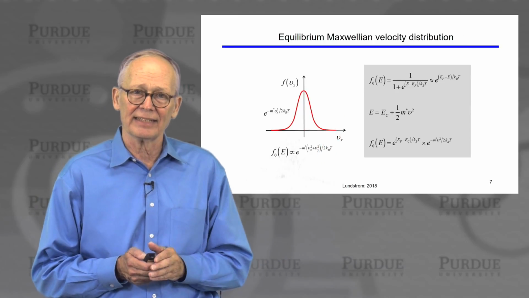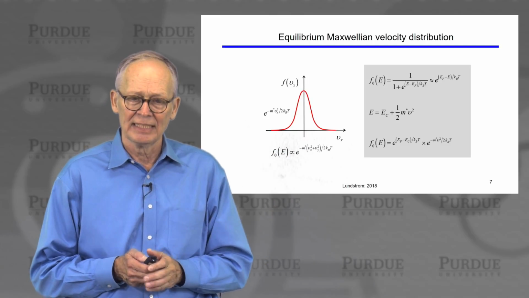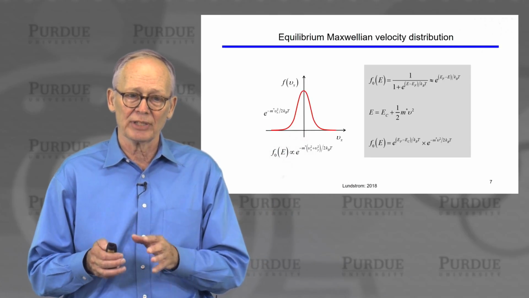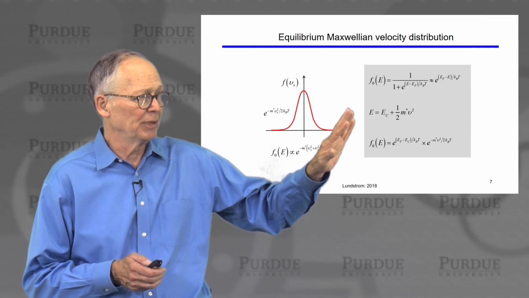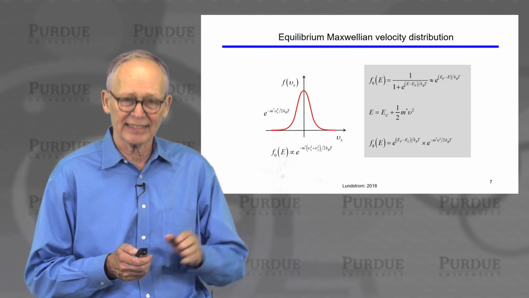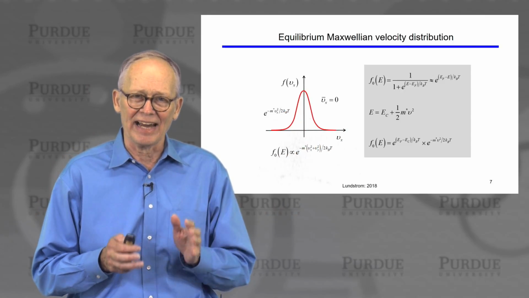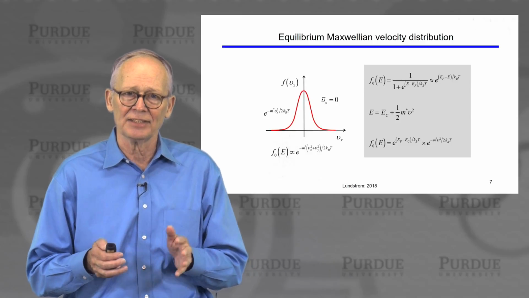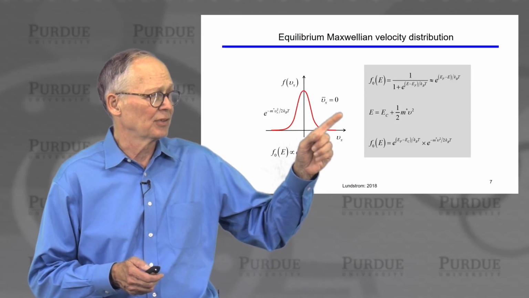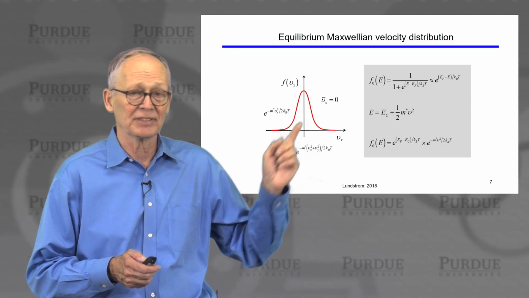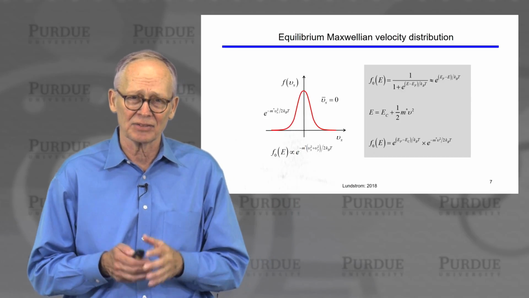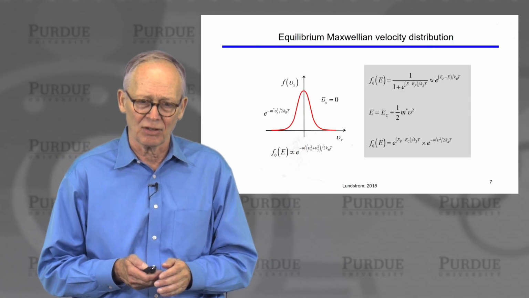If we were to plot that in the x direction, it would look like this. This is a thermal equilibrium distribution, so it's symmetrical around plus x and minus x. If I ask for what the average velocity is in any direction, it's 0, because for every positive velocity, I have the same number of negative velocities. So there's no average velocity at all.